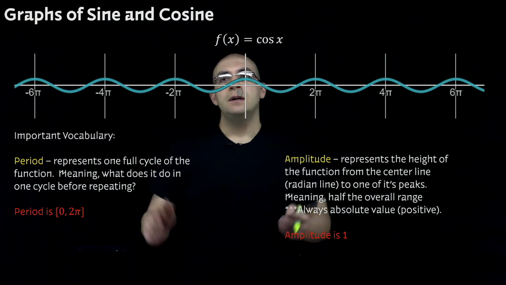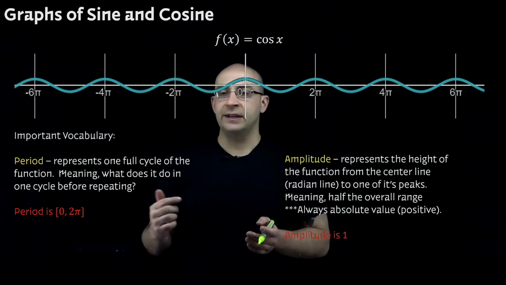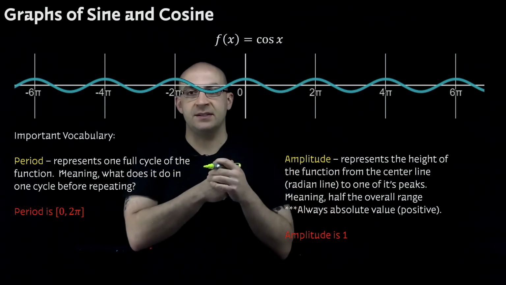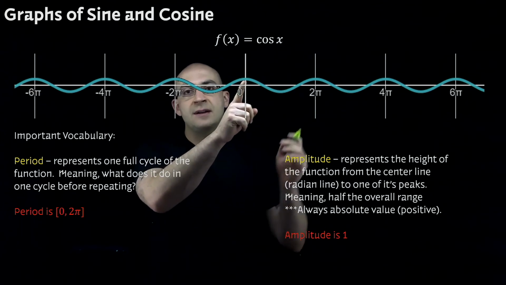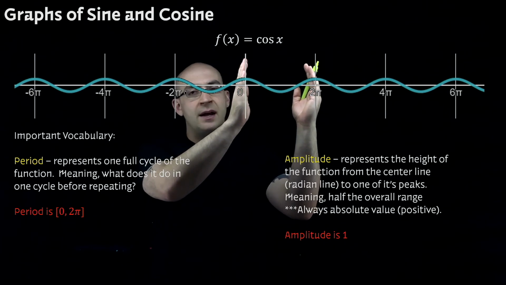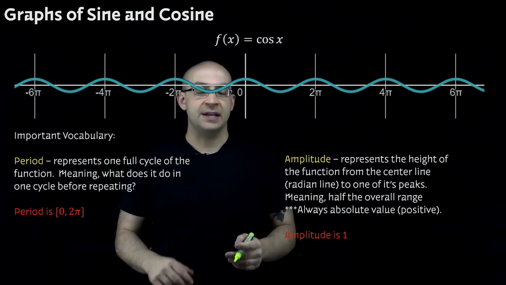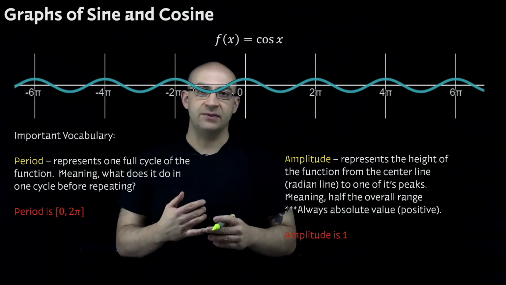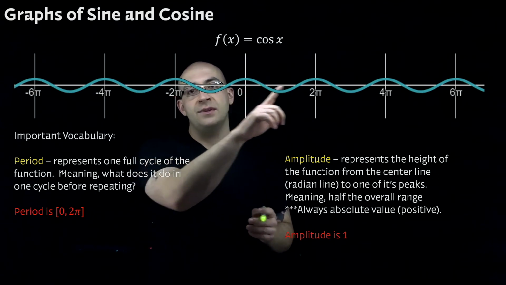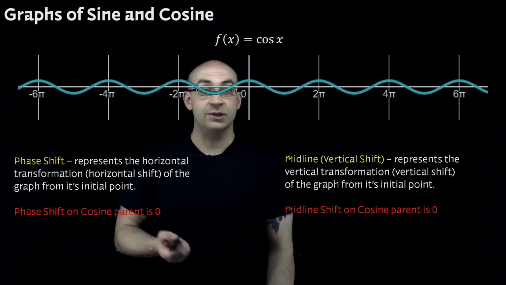Right? Now, let's use that same vocabulary for the cosine function. The period is the same exact thing. It represents what's happening before it starts to repeat itself. Now, here is where it starts. And then at 2 pi is where the pattern repeats. So again, just like sine, cosine's period is 0 to 2 pi. Amplitude is again that absolute value positive number of its height starting from the midline center. So from the radian measurement line, again, we have a 1 value for the amplitude, which is the height.